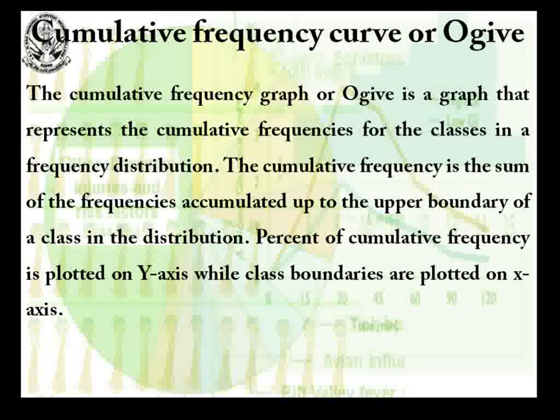Then it comes to cumulative frequency curve or ogive. The cumulative frequency curve or graph or ogive is a graph that represents the cumulative frequencies for the classes in a frequency distribution. The cumulative frequency is the sum of frequencies accumulated up to the upper boundary of a class in the distribution. Percent of cumulative frequency is plotted on the y-axis, while class boundaries are plotted on the x-axis. Each point should be plotted on the upper limit of the class boundary. For example, if your first class boundary is 0 to 10, the point should be plotted at 10.